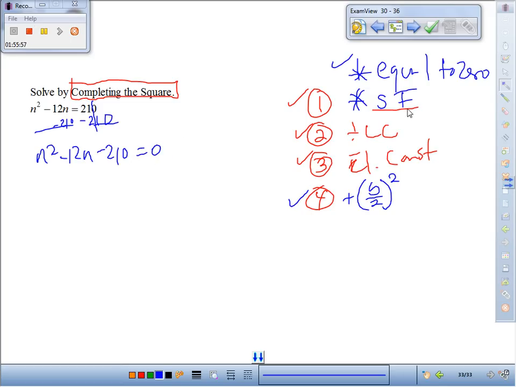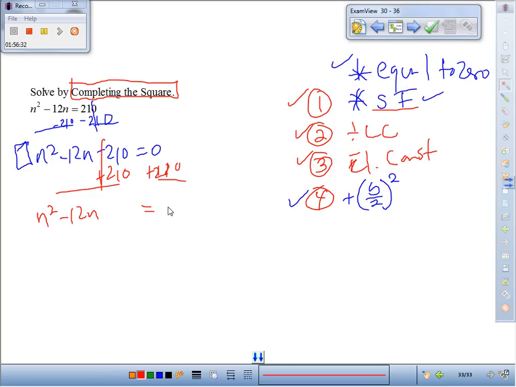So is it equal to 0? Is it standard form? Okay, so let's begin. Divide by the leading coefficient. What is the leading coefficient? 1. If we divide everything, it stays the same, doesn't it? Next step. Eliminate the constant. What is my constant? 210. So that means I add 210 to each side. We're left with n squared minus 12n.